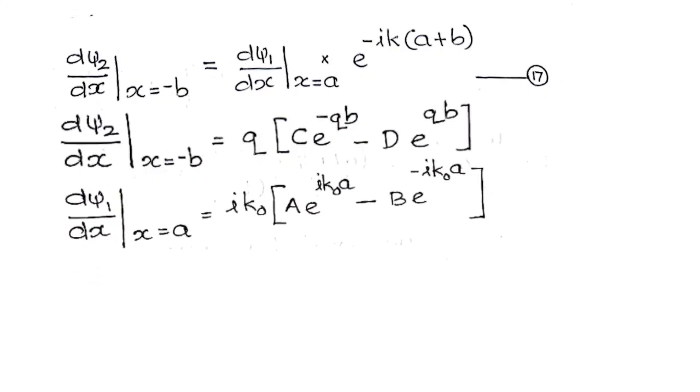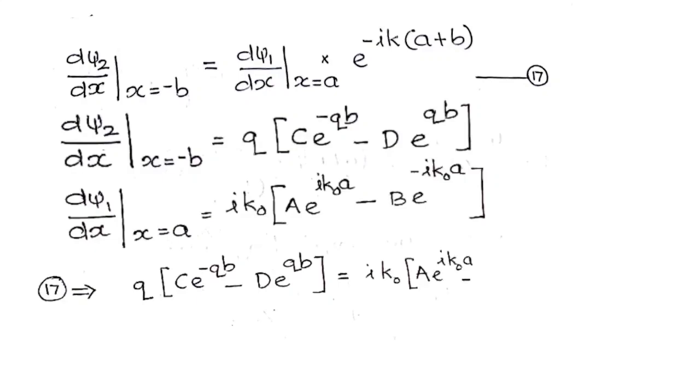By substituting the values of d psi 1 by dx and d psi 2 by dx for x is equal to a and minus b in equation number 17, we can rewrite it as q into c e raised to minus qb minus d into e raised to qb will be equal to, on the RHS, i k naught into a e raised to i k naught a minus b into e raised to minus i k naught a into e raised to minus i k a plus b. This will be equation number 18.